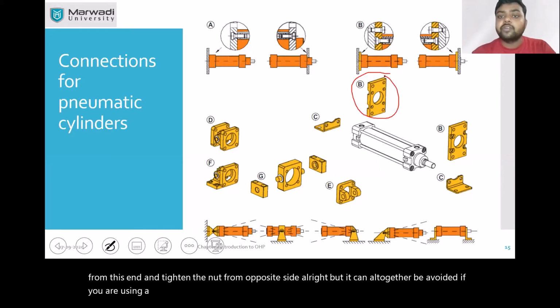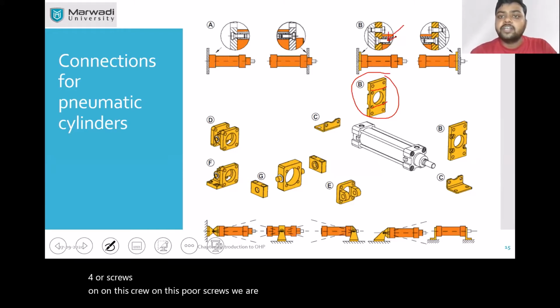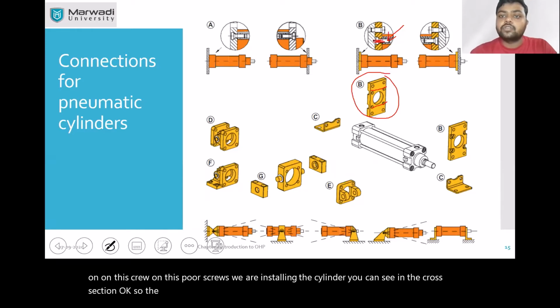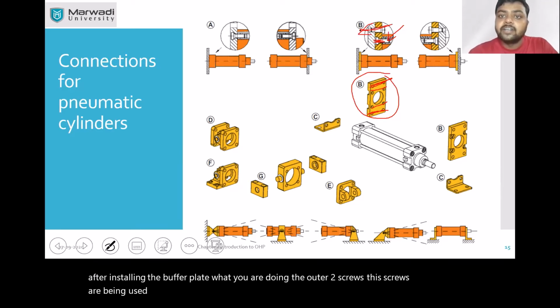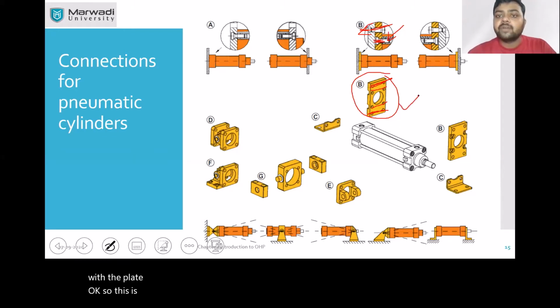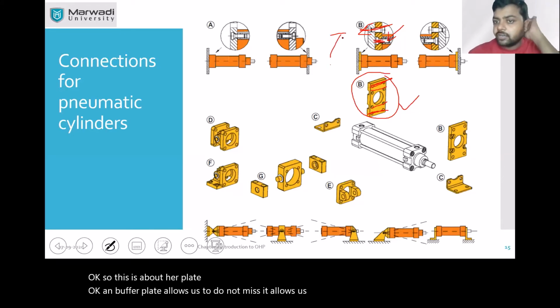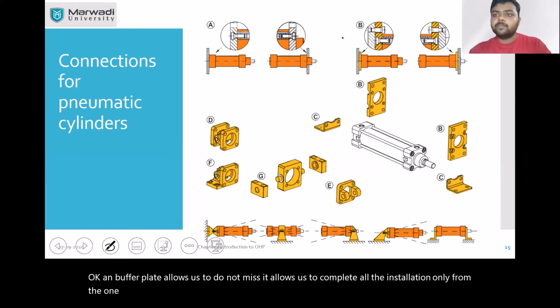In the buffer plate, first of all you see these four screws. Okay, on these four screws we are installing the cylinder. You can see in the cross section. Okay, so these are the screws for installing the cylinder on the buffer plate. After installing the buffer plate, the outer two screws are being used to install the cylinder with the plate. Okay, so this is a buffer plate. It allows us to complete all the installation from only one side. Okay, I hope you all are getting me.